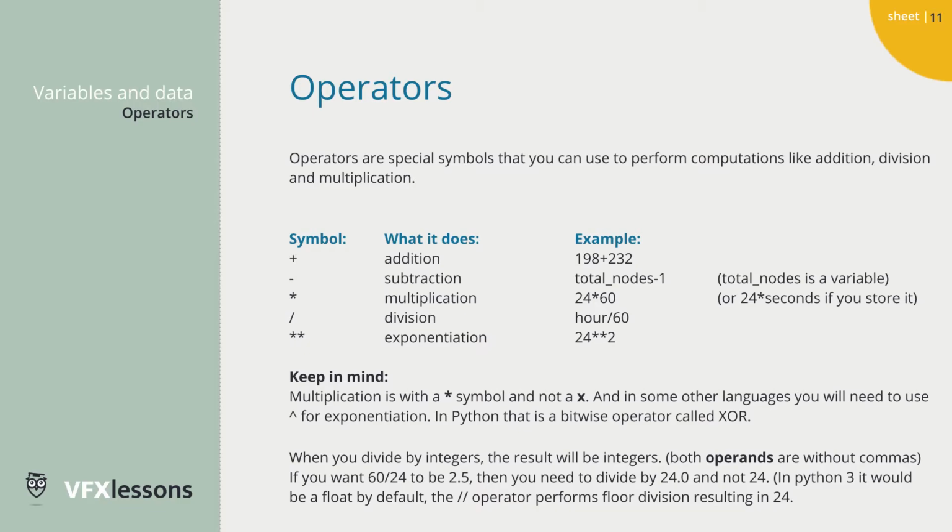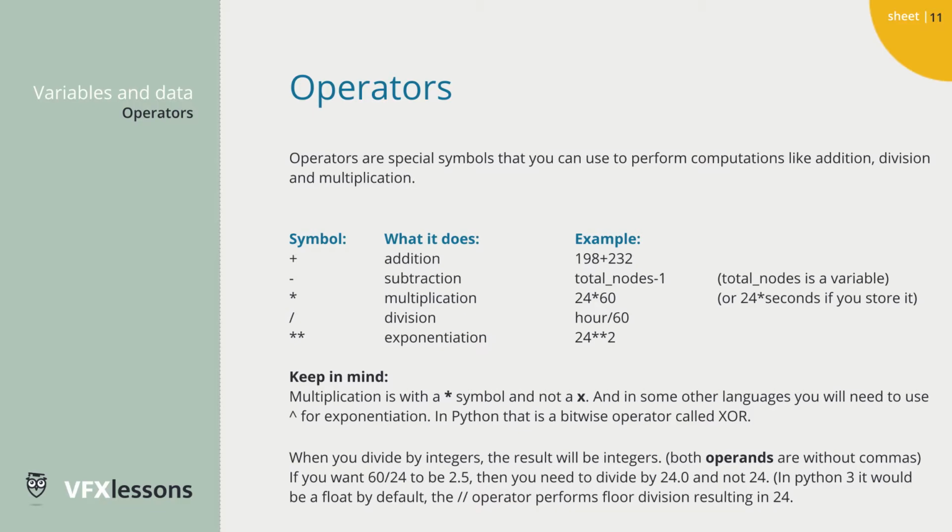So looking at the example on the right, we can then say 24 to the power of 2 with these 2 stars, and that's what we just used in the previous example. But keep in mind that multiplication is with this little star symbol and not with an X, like you might have used in regular mathematics or school. And in some other languages, you will need to use a caret sign for exponentiation, but in Python, that's a bitwise operator. When you divide by integers, the result will be integers.